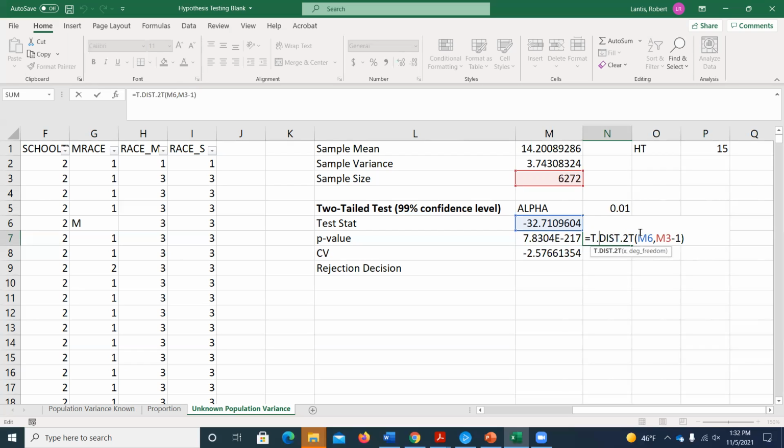But for some reason they coded it to be looking at the right-hand side. So if you have a negative test statistic for a two-tailed test, you need to take the absolute value of it.